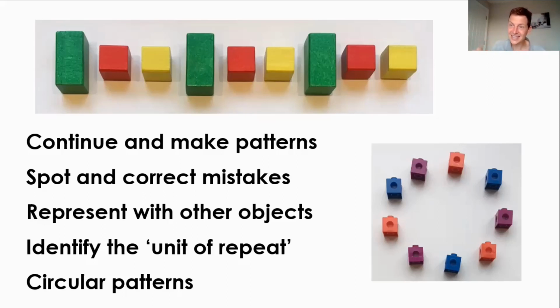We want children to be able to identify the unit of repeat. So can they describe this pattern, or the top pattern, not as green, red, yellow, green, red, yellow, green, red, yellow, but as just green, red, yellow, only commenting on the item that is being repeated. And then, of course, we can do all the same things, but adding the complexity by essentially making the pattern into a circle, where there isn't then a clearly defined start and end point. So could children, for example, extend a circular pattern? So much opportunity there for going really, really deep within pattern.